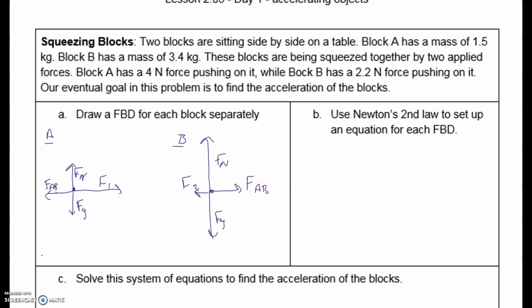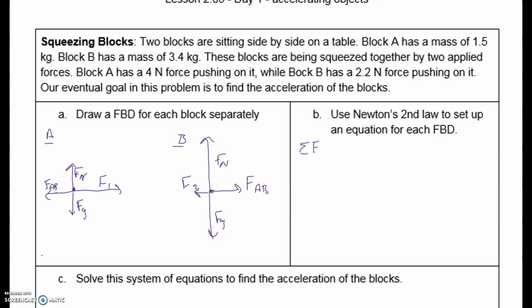So then, doing that, since our eventual goal here is to solve for acceleration, it's not going to be useful to set up applying Newton's second law for the vertical direction for both these blocks, since all that's going to tell us is that the gravitational force is equal to the normal force. We'll do that if we have to, but spoilers, we won't.